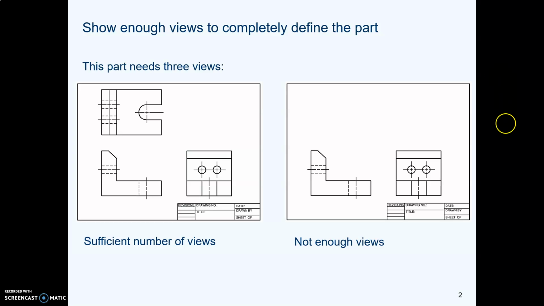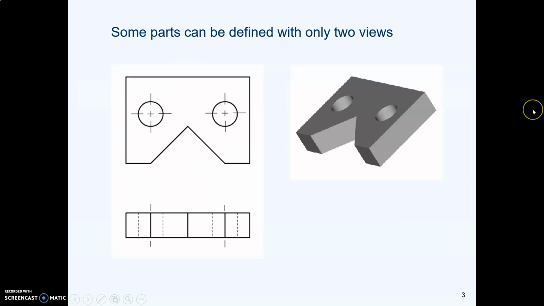In this L-shaped bracket, if you look at this drawing on the right, that doesn't have enough views because it needs a view to show that slot in the leg of the L. If there were no slot there, maybe you could get away with 2 views, but for this part you would need all 3. There are many parts where you only need 2 views, like this bracket here. A side view wouldn't tell you anything.